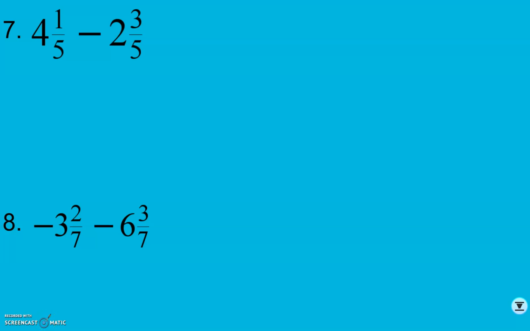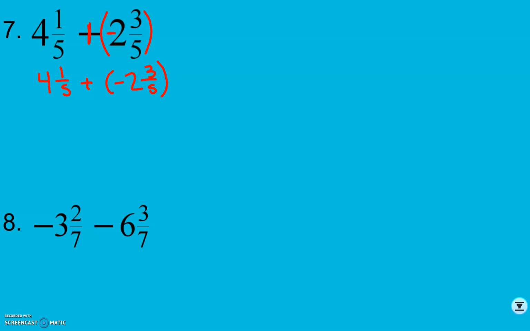Continuing on in section 5.2, here I have subtraction. So I'm going to go ahead and switch from subtraction to adding and take the opposite of what follows. So what I have here is 4 1/5 plus negative 2 3/5.